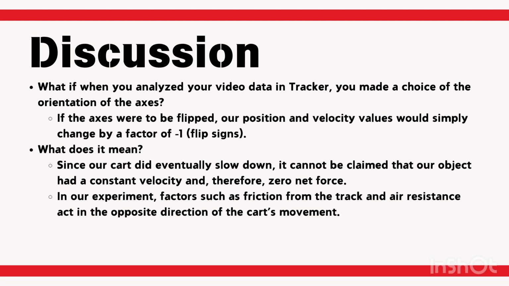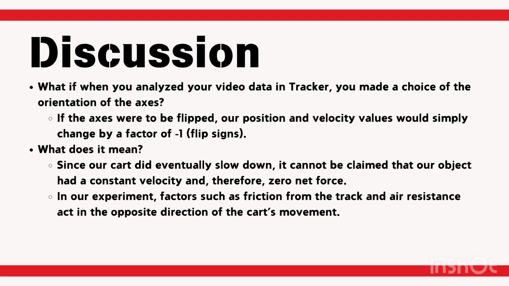So for our discussion questions, the first question is, what if you analyzed your video data on Tracker and you made the choice of changing the orientation of the axes? Simply by changing from the positive x direction to the negative x direction, that would just change our position and velocity values by a factor of -1, or simply flip the signs.